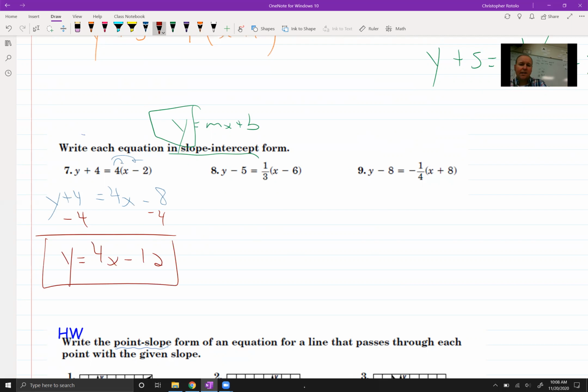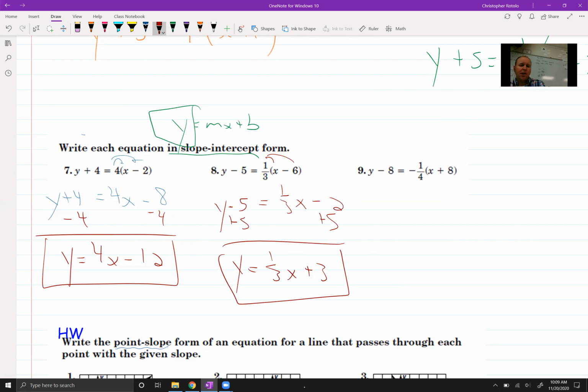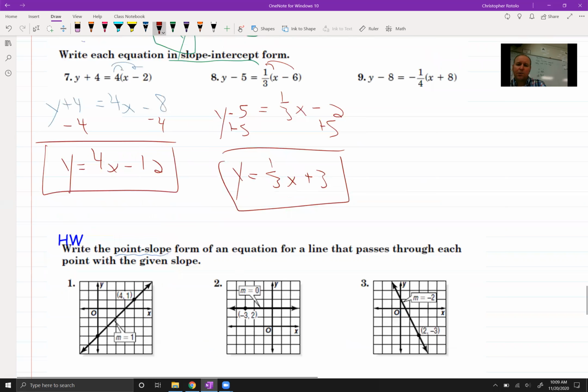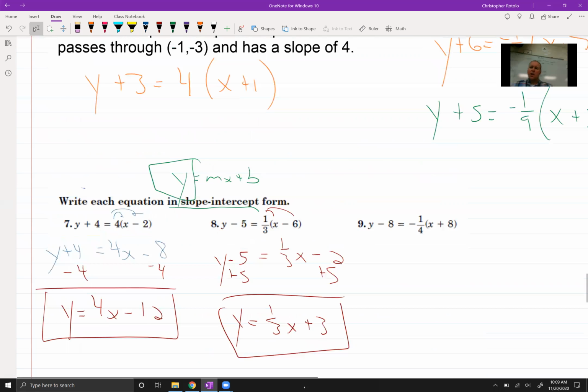Pretty good, yes? Okay, distribute again. 1/3 x minus 6 divided by 3 is 2. All right, so don't get worried about those fractions. How do we get rid of the negative 5? Plus 5. So y equals 1/3 x plus 3. Okay, so we've got one more on there. Give that a try, and then obviously the homework down here, we'll start to work on some of that after we check in at class.